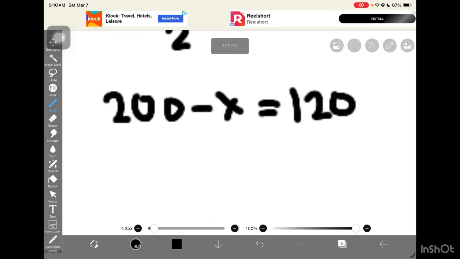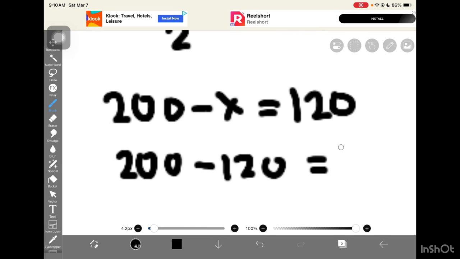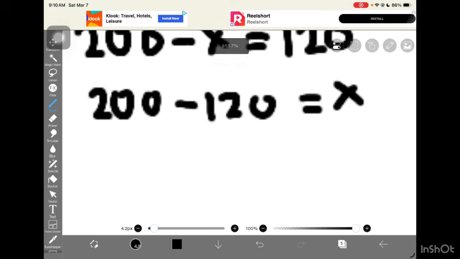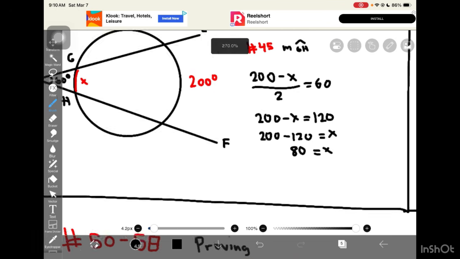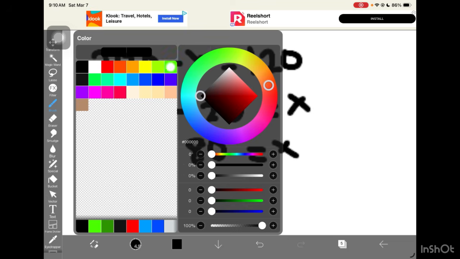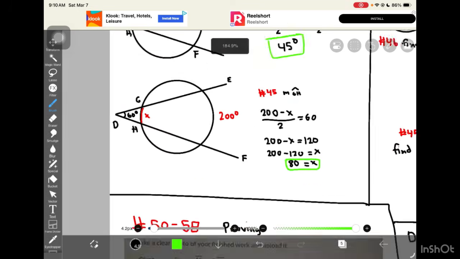So therefore, 200 minus 120 is equal to x. 80 is equal to x. And that is going to be our answer. Okay, nice.